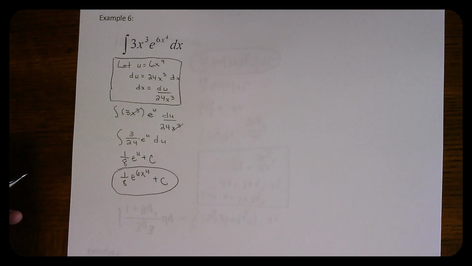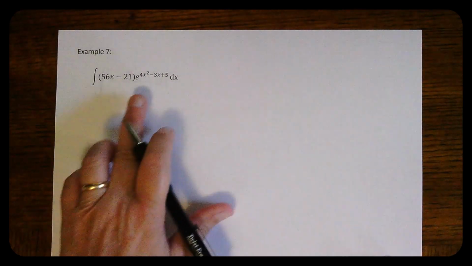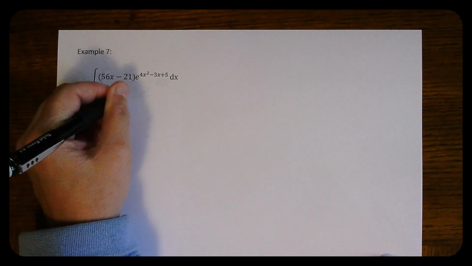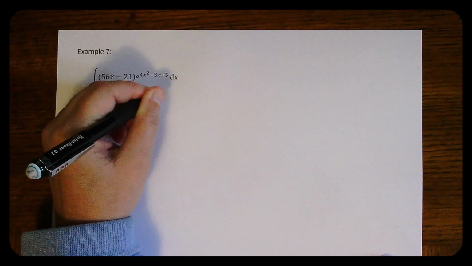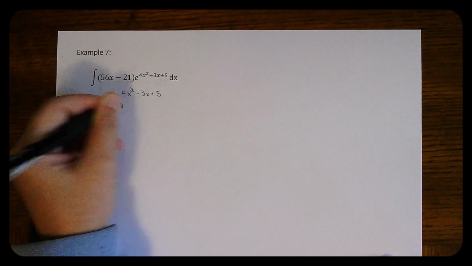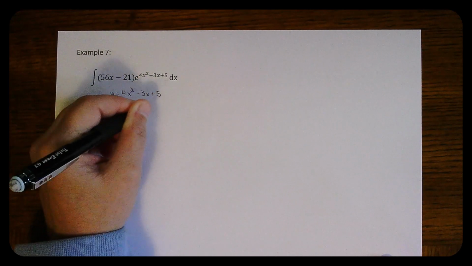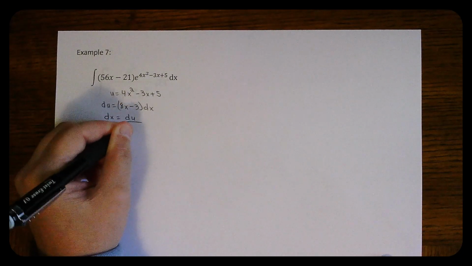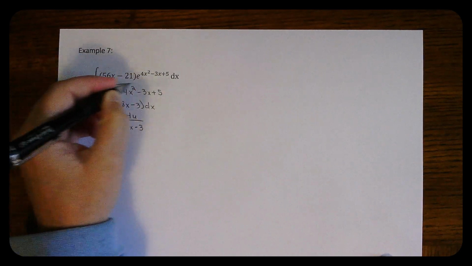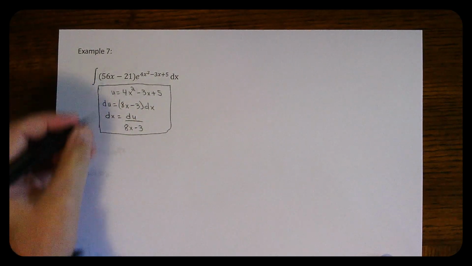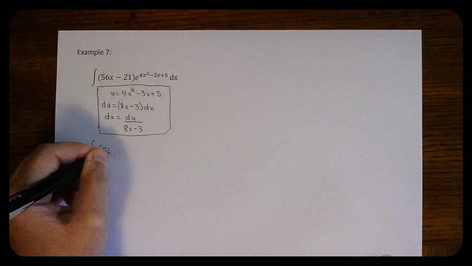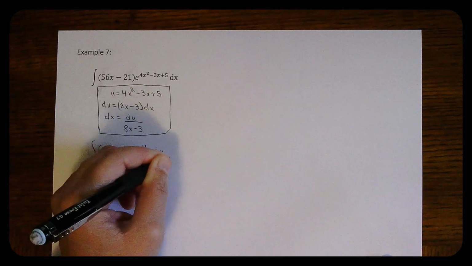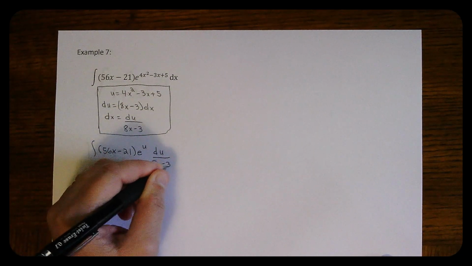Let's do another one of those. So again, remember, if you have an e function that's being multiplied by something, you just want u to be the power of that e function. And we take the derivative, so that's 8x minus 3 dx. And then we solve for dx, so that's du over 8x minus 3. We have u and we have dx, and we're going to copy down the integral, copy down 56x minus 21, e to the u, du over 8x minus 3.